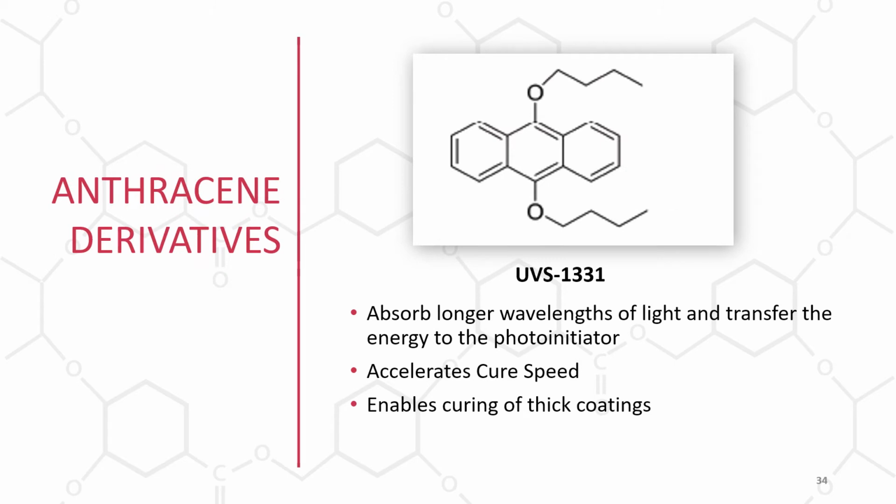I'd like to talk about the use of anthracene derivatives just a little bit, because I find these very, very interesting. On this slide, I have the structure listed, and this is known as UVS 1331. The way anthracene derivatives work is that they absorb longer wavelengths of light and transfer that energy to the photoinitiator. These can dramatically accelerate cure speed and also enable curing of thick coatings.